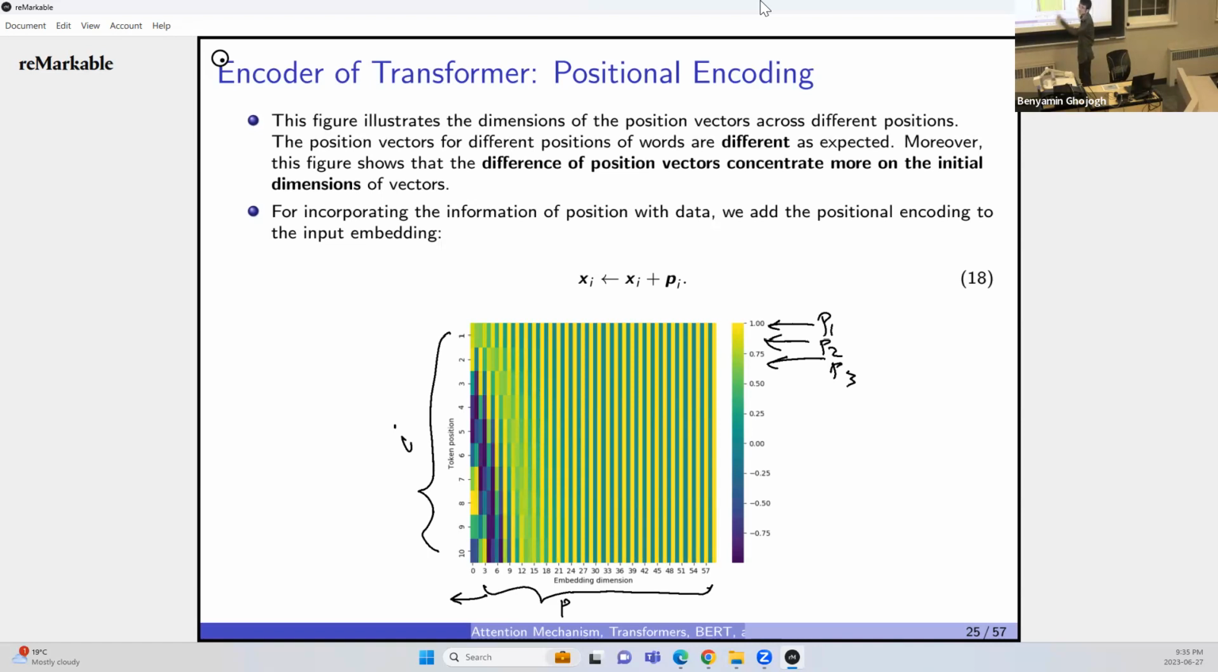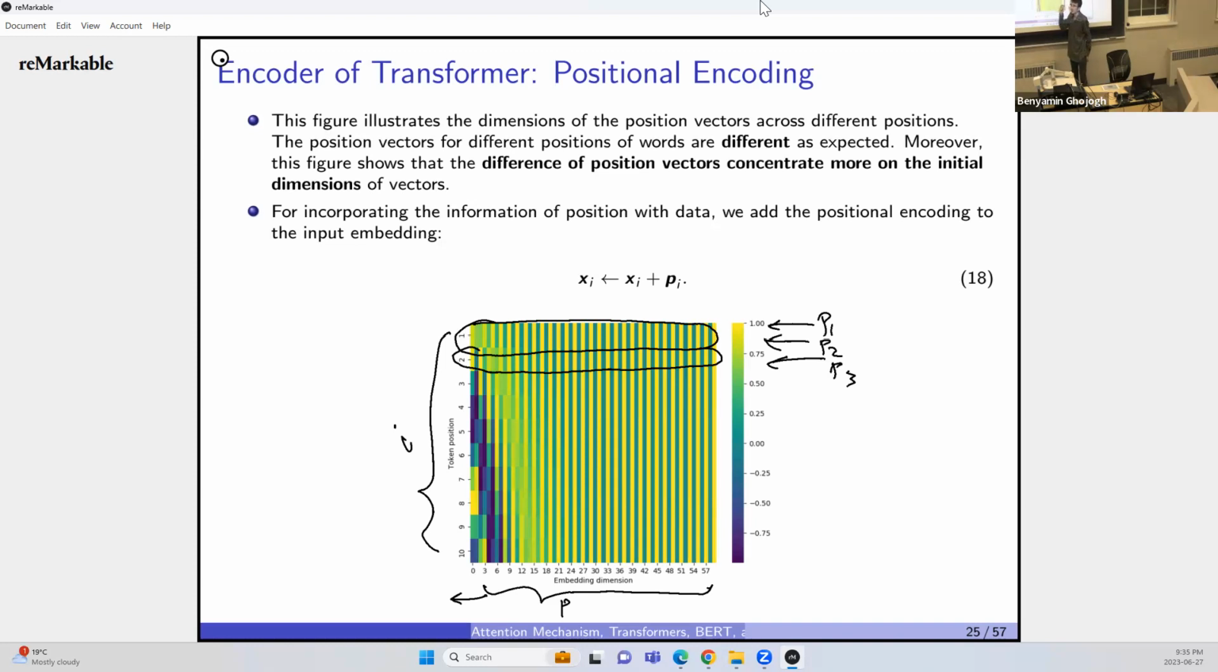So what do I mean? This row is a position vector for the first word. This row is a position vector for the second word. And I'm drawing the position vector for 10 words. Do you see that they are completely different, all of them? So they're encapsulating the position. You go forever, they're always different, no matter how long you go.